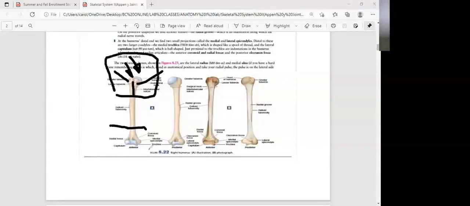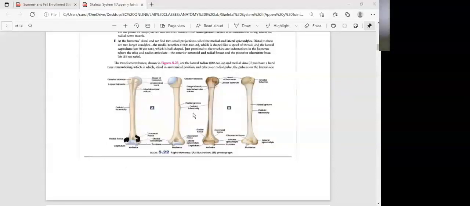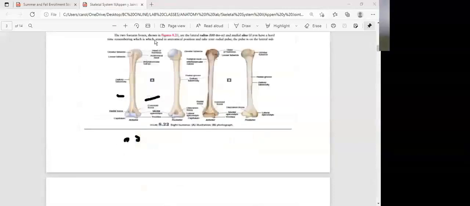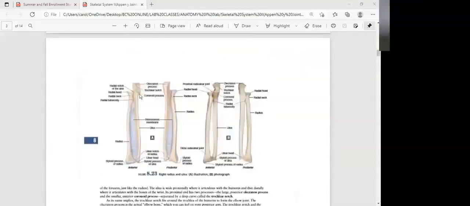In the distal epiphysis right here, we're going to have 2 fossas, the radial fossa and the coronoid fossa right there. That would be in the anterior view. When we look at the bones in our forearm, you're going to have the coronoid process and the radial head. So the coronoid process and the radial head will go into these 2 fossas right here. Here's how these 2 fossas articulate with the radius and ulna, because we're going to have that trochlear notch right there.